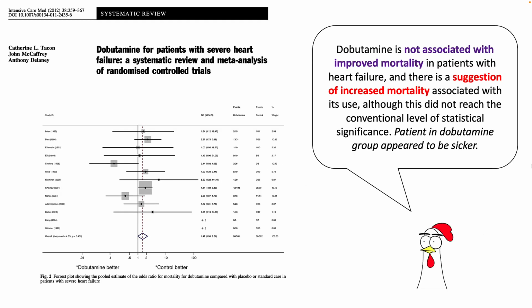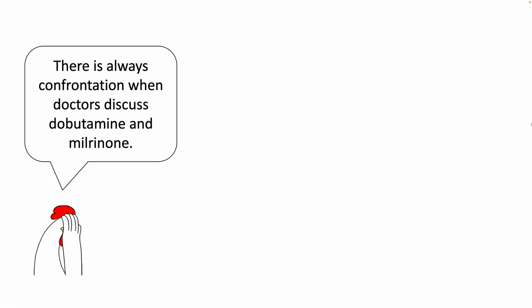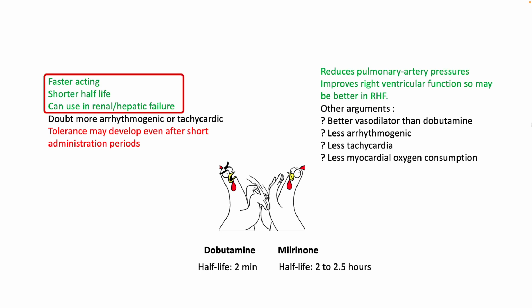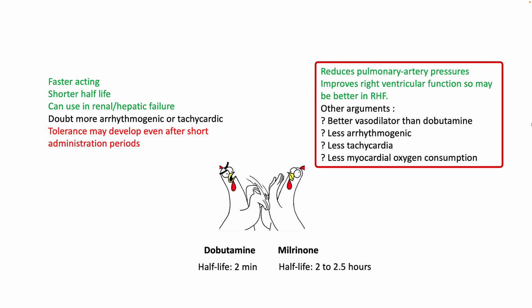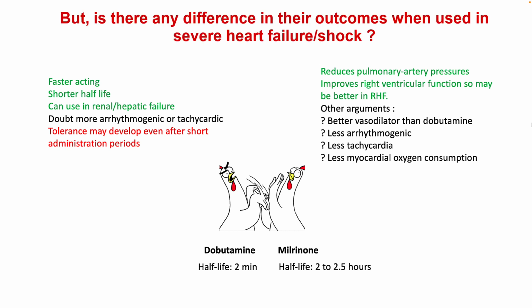The role of dobutamine in congestive heart failure was studied in this meta-analysis. Dobutamine was not associated with improved mortality. Whenever you discuss inotropes in congestive heart failure, doctors are at opposite ends of the spectrum when they discuss dobutamine versus milrinone. Proponents of dobutamine proclaim that it's faster acting, has a shorter half-life, and can be used in renal or hepatic failure, while proponents of milrinone propose that it reduces pulmonary artery pressures, improves RV function, and possibly is a better vasodilator, less arrhythmogenic, less tachycardic, and possibly uses less myocardial oxygen consumption.